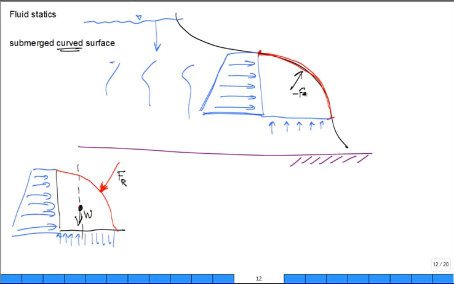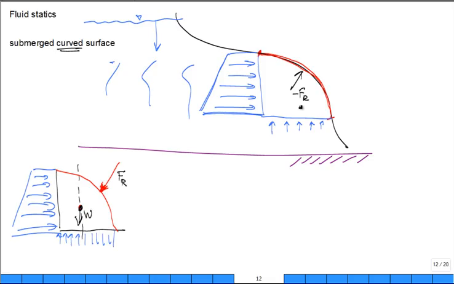Negative FR is what the water exerts on the red plate. Equal and opposite. That's right. This is the recommended approach when you do submerged curved surfaces. Okay, and what if you draw this? Sure, then you would have the weight. We'll solve a problem.